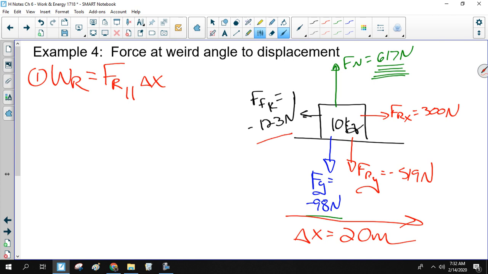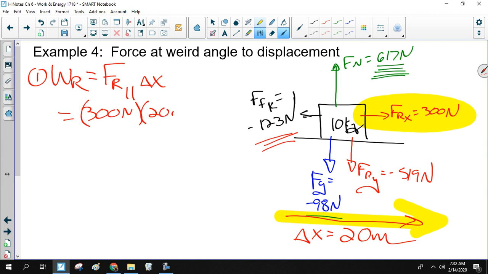So the displacement is forwards 20 meters, and I implicitly implied that it was moving forwards when I made my friction backwards. Okay, so even though Roy's force originally was 600 newtons, here's the big idea, guys. The only part of that 600 newtons that is actually doing work is the horizontal component, because that's the component that is parallel to our displacement. So I'm going to multiply 300 newtons by the displacement and discover that he did 6,000 joules of work. Okay, so that's the work done by Roy.